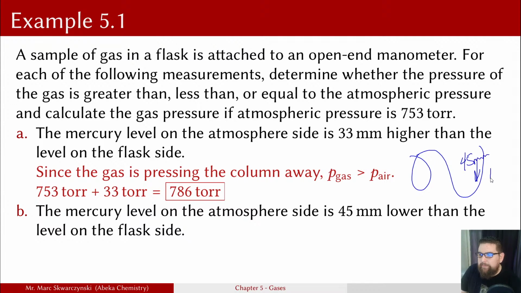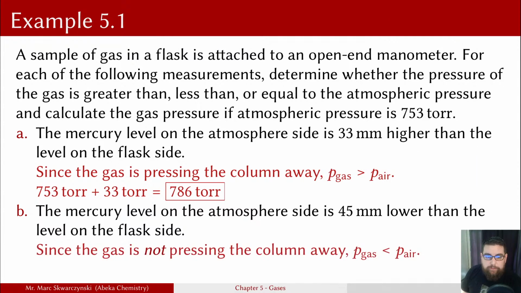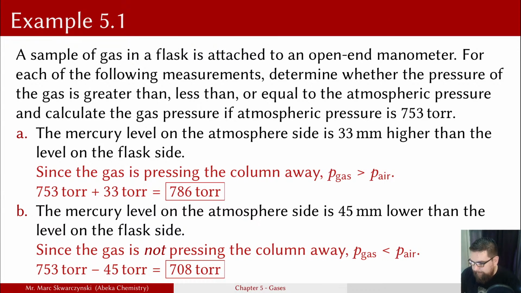So that means the pressure of the atmosphere must be greater than the pressure of the gas. Okay, so I know that the pressure of the gas must be less than the pressure of air, is often how we'll word that, because it's not able to push as hard as the atmosphere is able to push. And so then we subtract. So we take 753 minus 45, and we get 708 torr. I'll give you guys just a moment to copy that.